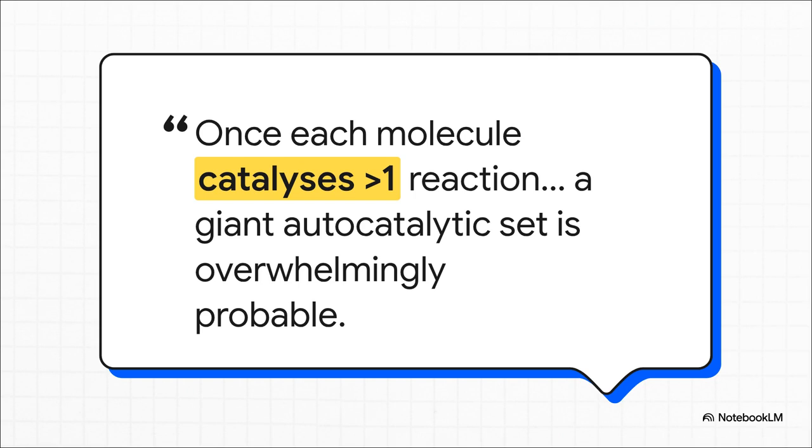And this brings us to this critical insight from a scientist named Stuart Kauffman. What he realized is that in a chemical soup that's rich enough, you don't need some miracle to get things organized. You just need one thing to happen. On average, each molecule needs to help create more than one other type of molecule. As soon as you cross that simple line, the math says it's basically inevitable that the whole system will just snap together into a giant, self-reinforcing network.